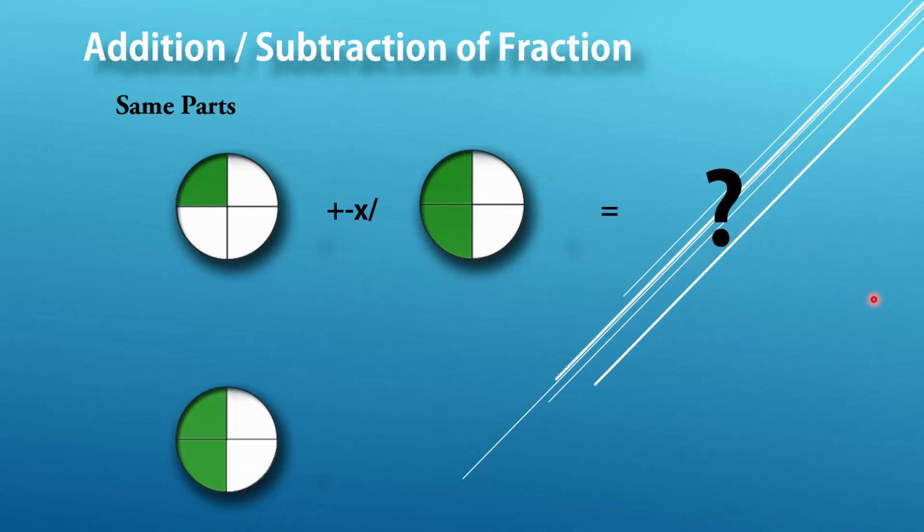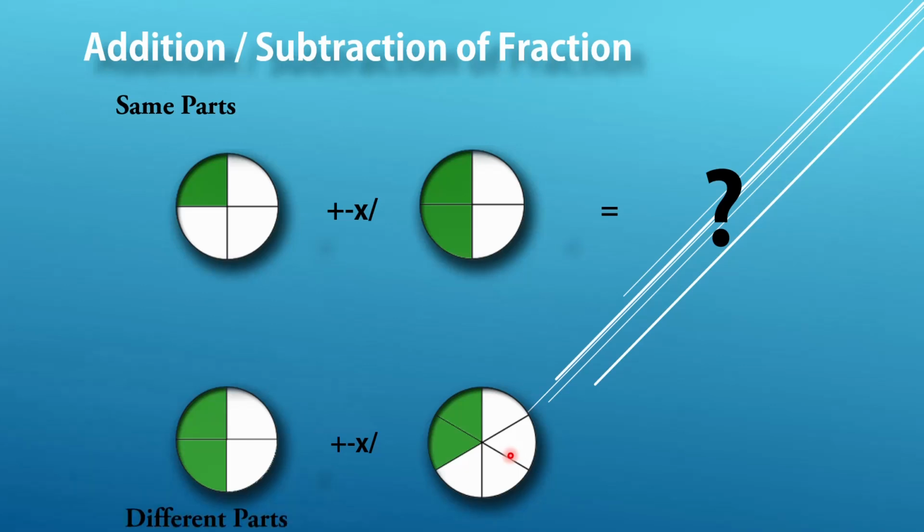Next, here we have the same parts, the same pieces of that pizza. Now let's say we have different pieces. Then how can we calculate these operations? Here we have 4 pieces and here we have 6 pieces, and we need to add, subtract, multiply and divide. So how can we do this? This also we will learn next.